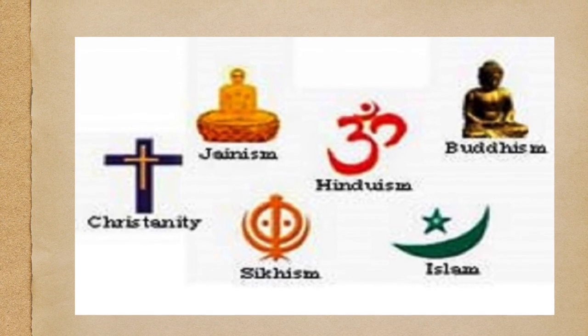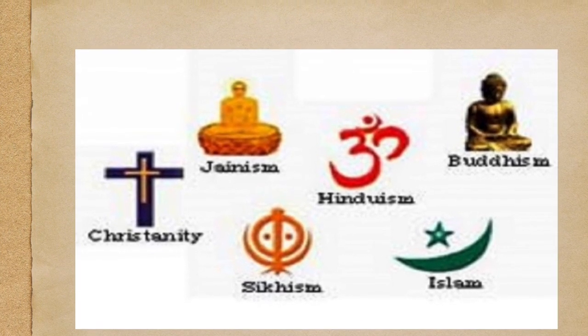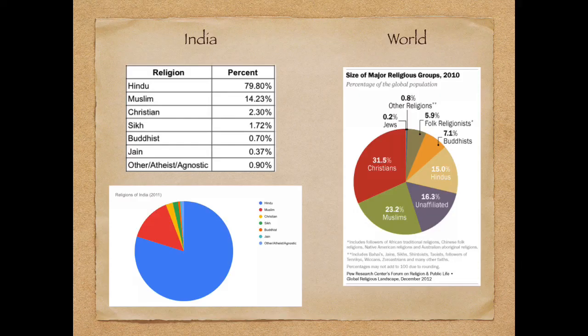First of all, a large majority of the Indian population, almost 80%, are Hindus, whereas in the world only about 15% of people are Hindus. So clearly, Hinduism is much more popular in India compared to the rest of the world.